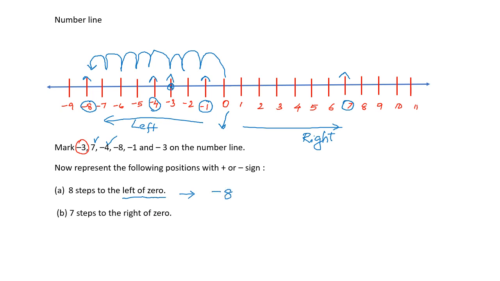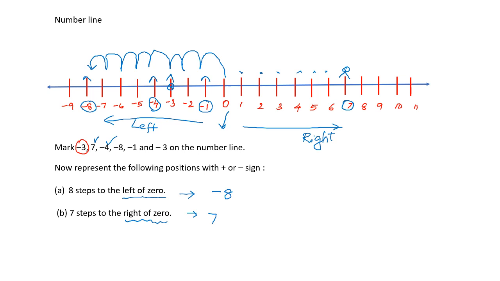B. To the right of 0. If left of 0 is negative, then to the right of 0 it is going to be positive. So you will write simply as 7. You can see here, from 0 if you take right, 1 step, second step, third, fourth, fifth, sixth, seventh. You are reaching here. That is plus 7.